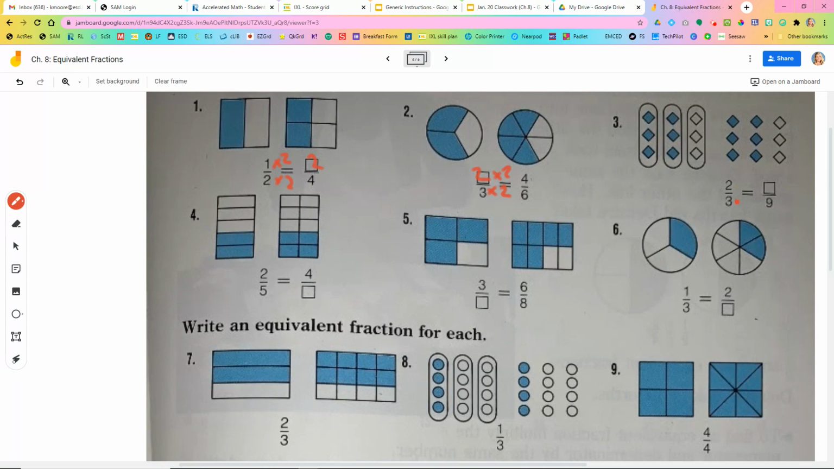All right, let's look at number 3. How did 3 change to 9? 3 times 3. So if I do times 3 on the bottom, I have to do times 3 on the top. So 2/3 is equivalent to 6/9.